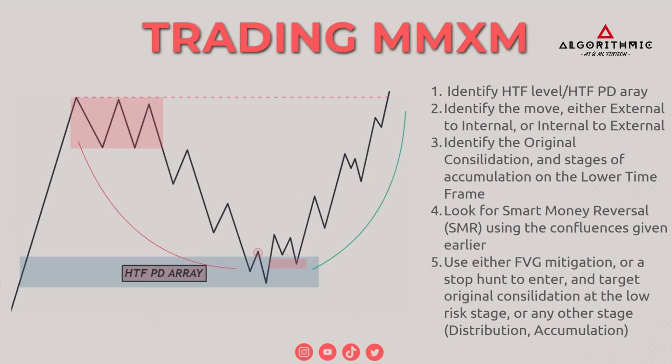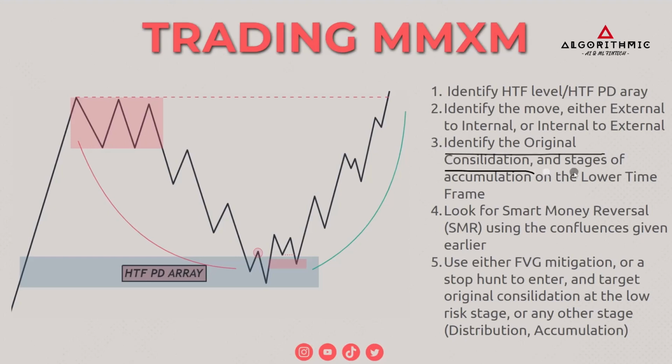So the first thing is to identify the higher time frame PD array. You can see price going up, and then we have a higher time frame PD array here. Then we identify the move. We need to understand: is the move external to internal, or internal to external? In this case, simply, this is external taking, coming back to internal, right? Now we know that the smart money reversal is going to happen on the internal, on the fair value gap, and the original consolidation is going to be at the external.